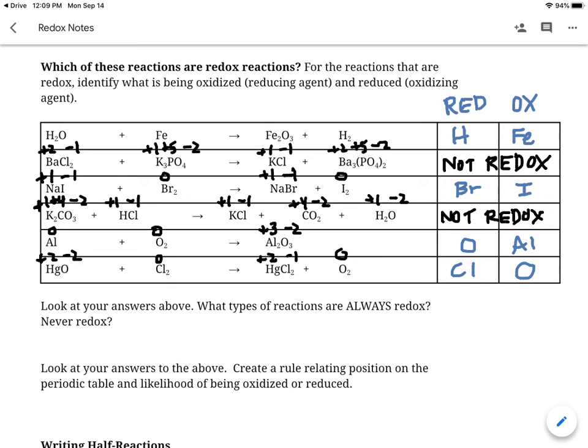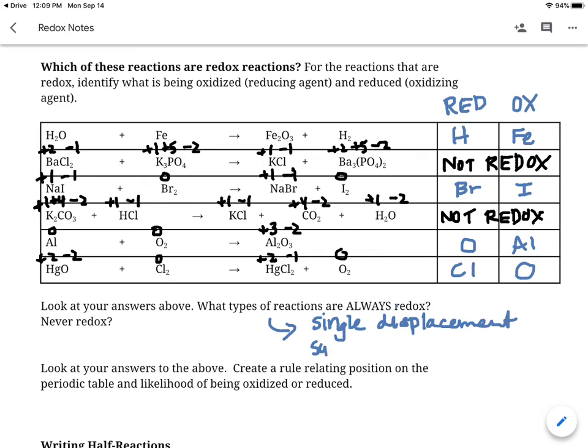So one of the ways it's easy to identify a redox reaction is if you have an element in elemental form on one side of the equation, and then it's part of a compound on another side of the equation. So that would fit into the always redox category. So one example of that is single displacement, because in those reactions, you have an element on one side that becomes part of a compound on the other. So that would be like the third example here.